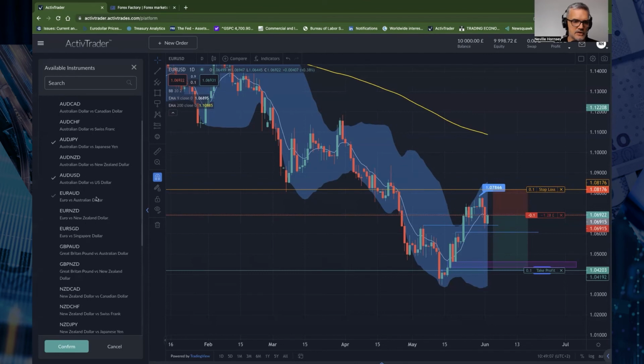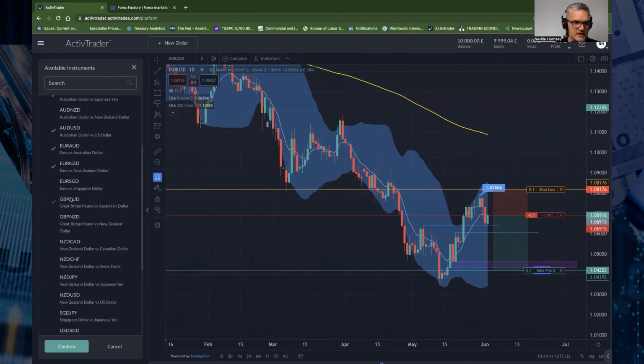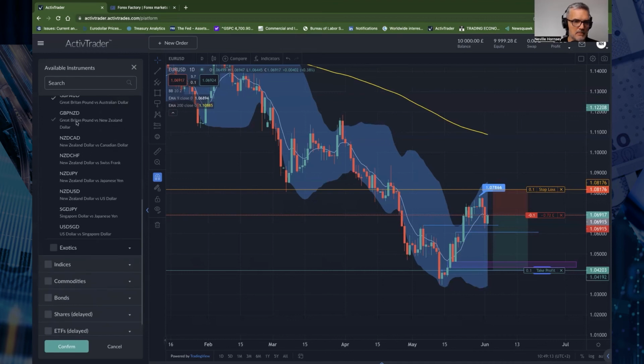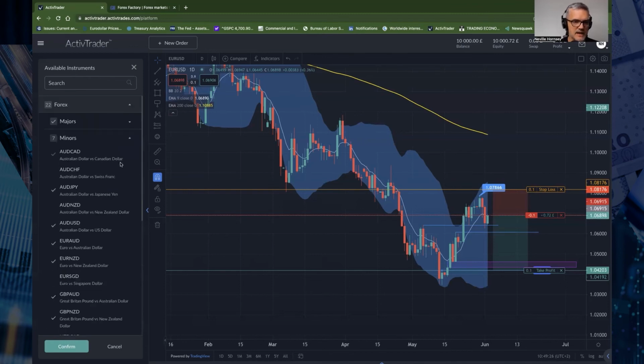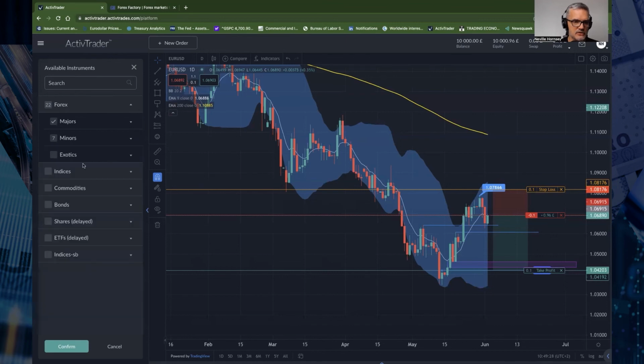Aussie US dollar, I like to trade. Euro versus the Aussie, I like to trade. Same with the Euro New Zealand, pound Aussie, pound Kiwi. This is two commodities, so I don't like to trade that. And that's very illiquid, so the spreads are really high, so I don't trade New Zealand dollar versus the yen. New Zealand dollar versus US dollar, I do. So they're pretty much all of the minors that I like to trade.